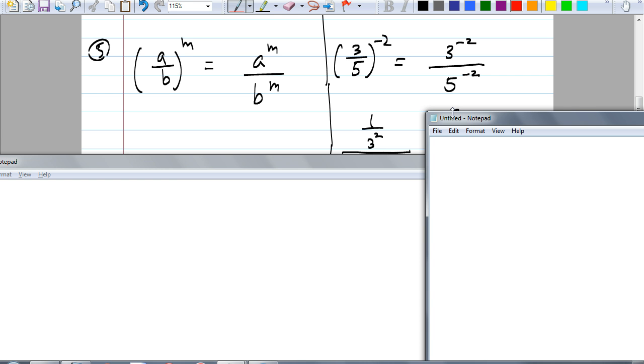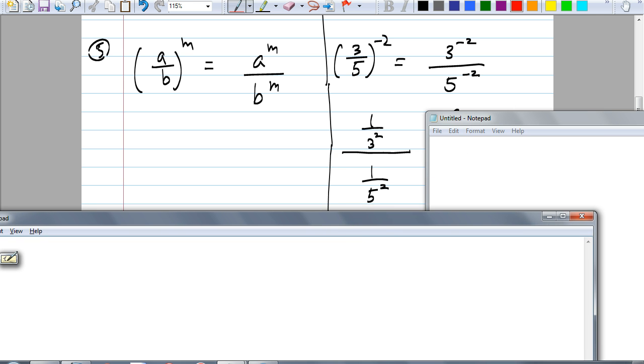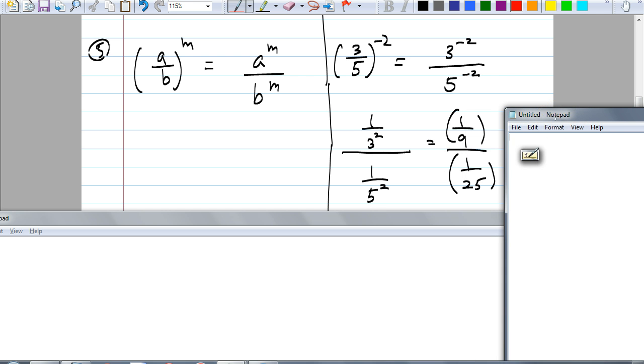So what do you think 5 to the negative 2 power is equal to? 5 to the second power, under 1? No, 1 over 5 squared. There you go. Now, could I just simplify it this way, 1 over 9 over 1 over 25? Am I done? No.